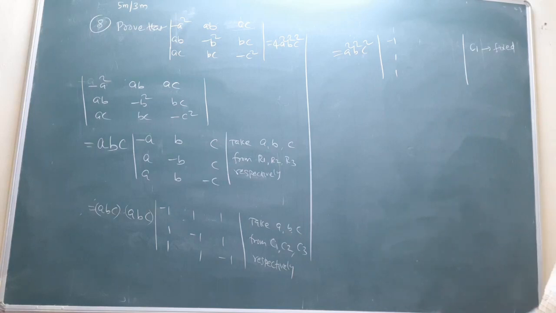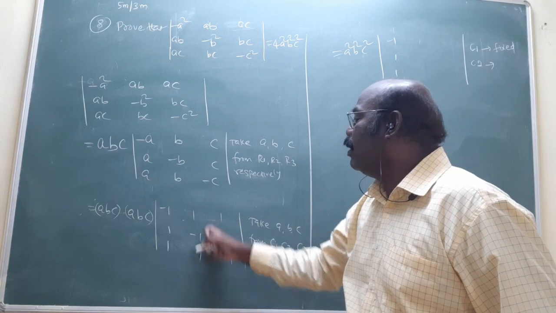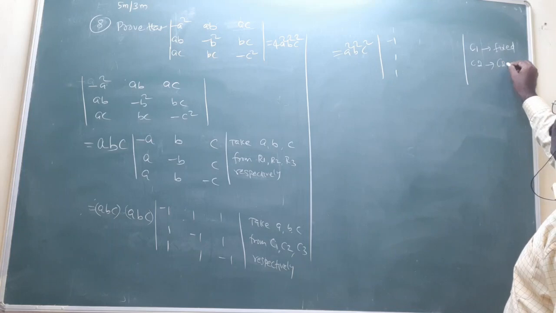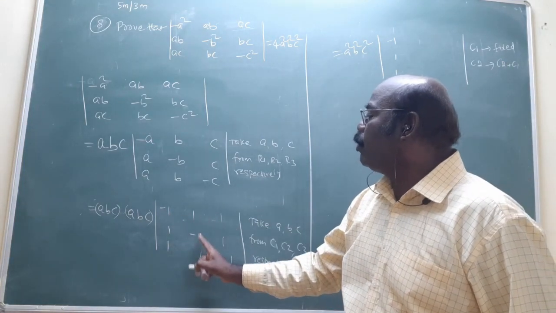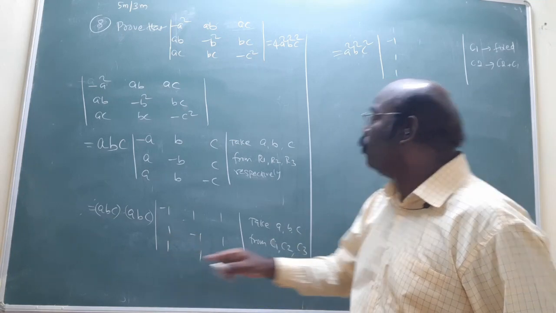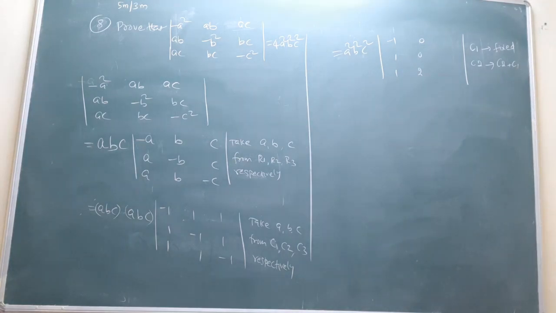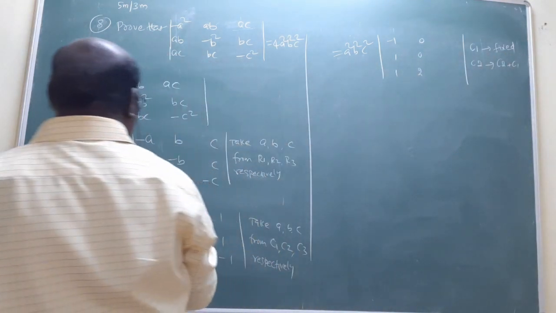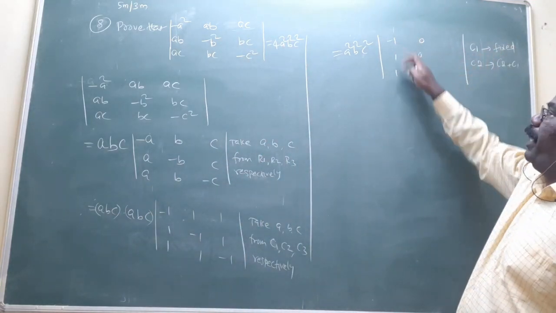This is actually the last property. C2 is going to change: C2 plus C1. Adding, 1 minus 1 is 0. Minus 1 plus 1 is 0. 1 plus 1 is 2. In this way you want to make zeros, then expanding is easy for you. That's why already 1 minus 1 plus 1 is there, adding 1 automatically gives 0. C1 has no change.